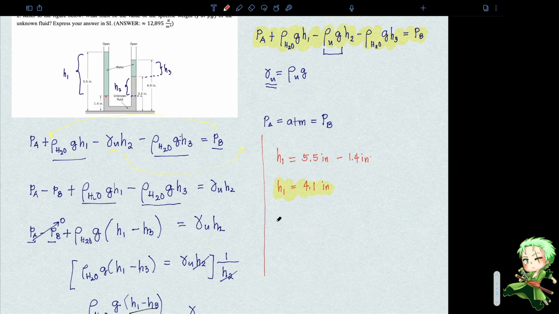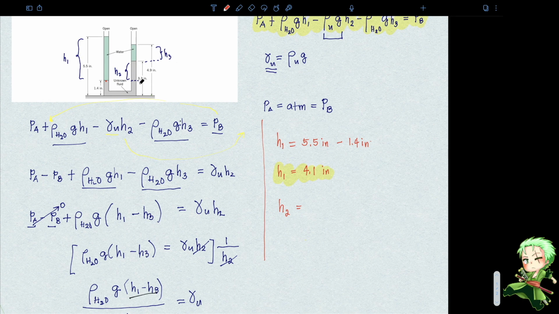For H2, the same thing. You have to analyze the geometry of this problem and take note that H2 is just from this level, which is 1.4 from the bottom, start here, up until this point, that is your H2. Therefore, you get the height, 3.3 inches, from the topmost portion to the bottom, and then you subtract the height from the lower portion to the bottom, which is 1.4 inches. And that will give you H2 equal to 3.3 minus 1.4. That will give you a value of 1.9 inches.